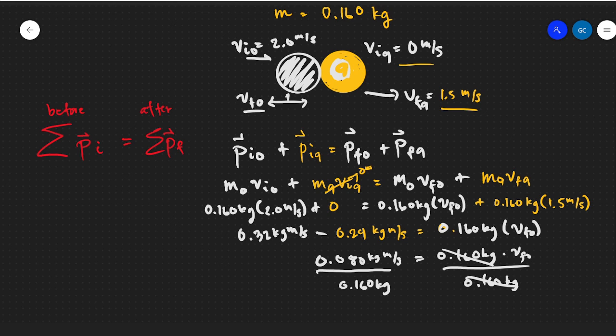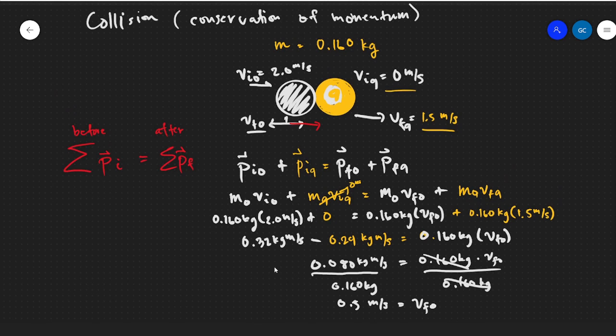And if we have 0.080 divided by 0.160, so we will have there 0.5. Okay? So we have here 0.5 meters per second. And as you may notice here, positive siya. So, ibig sabihin, yung bola natin or yung ating cue ball will be actually following the direction of the 9 ball since it will be moving to the right. Okay? So, that is our collision or yung tinatawag nating conservation of momentum.